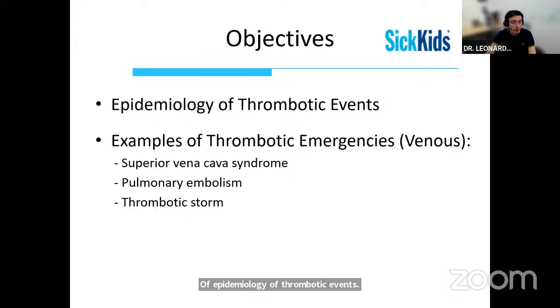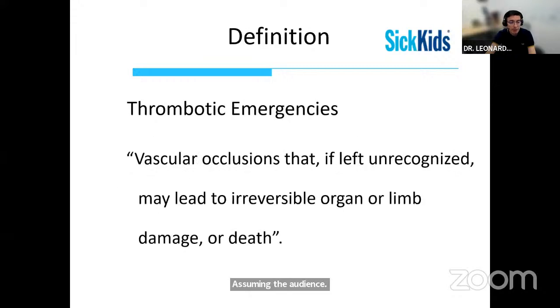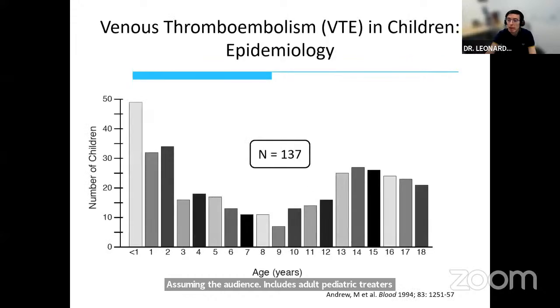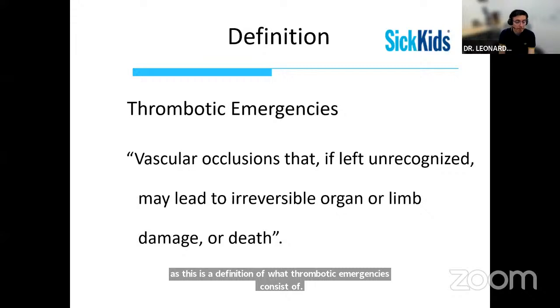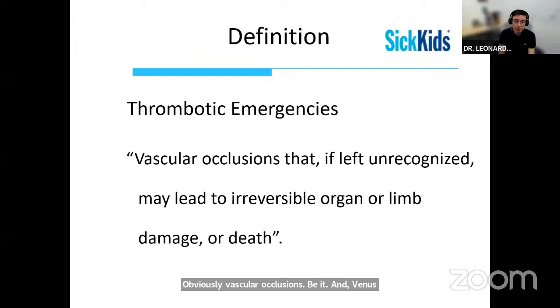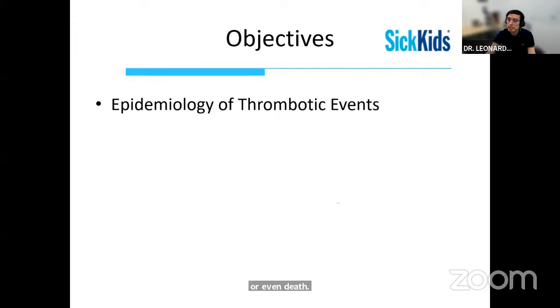So if I may start with the review of the epidemiology of thrombotic events, assuming the audience includes adult and pediatric treaters and allied health individuals, this is a definition of what thrombotic emergencies consist of. Obviously, vascular occlusions, be they venous or arterial; I won't be talking about lymphatic today, or capillary. So vascular occlusions that, if left unrecognized, may lead to irreversible potential loss of organ, limb, or even death. So these are the type of scenarios we are alluding to.